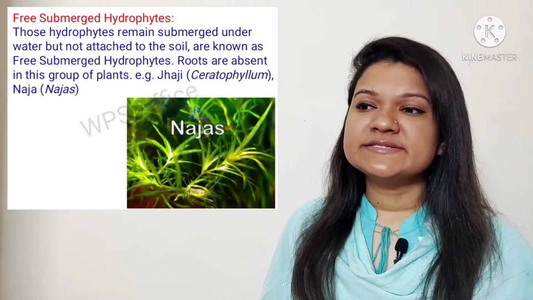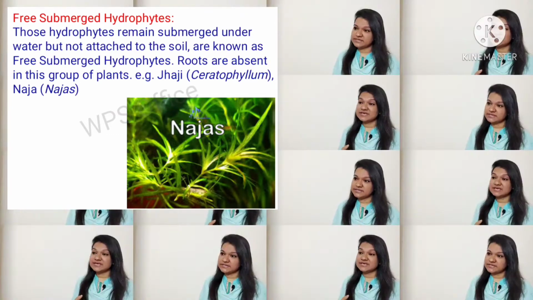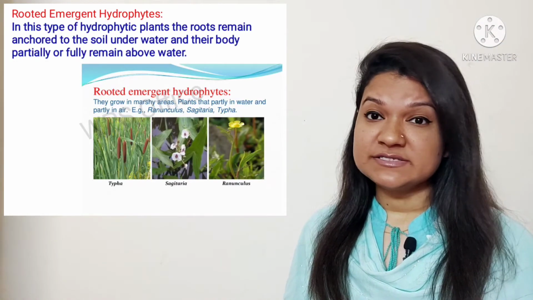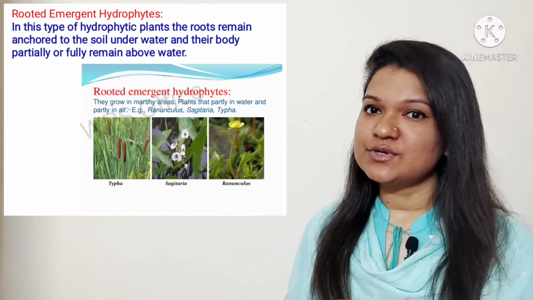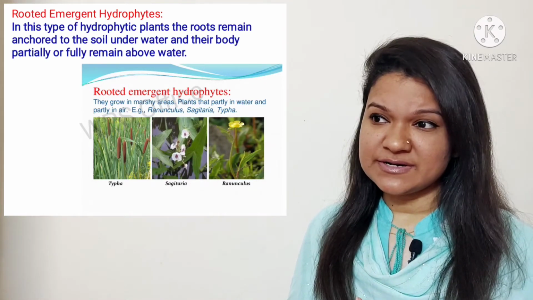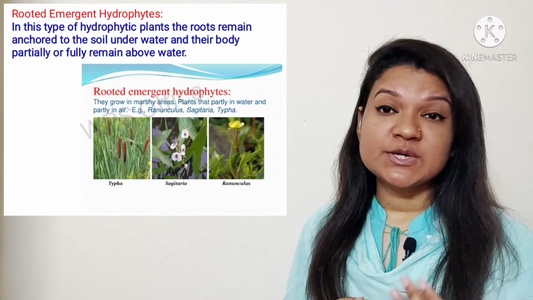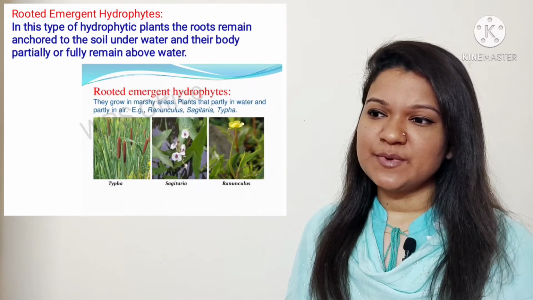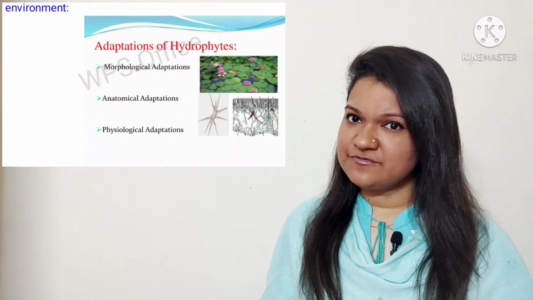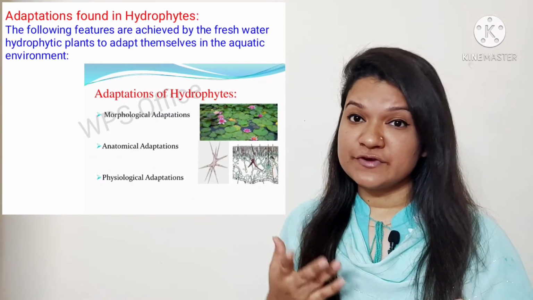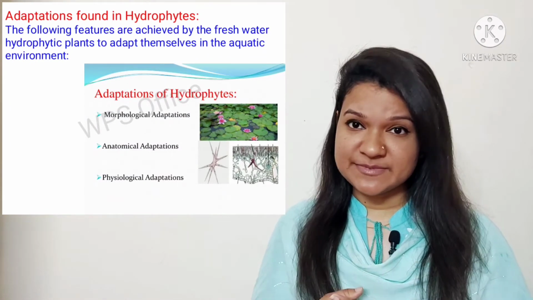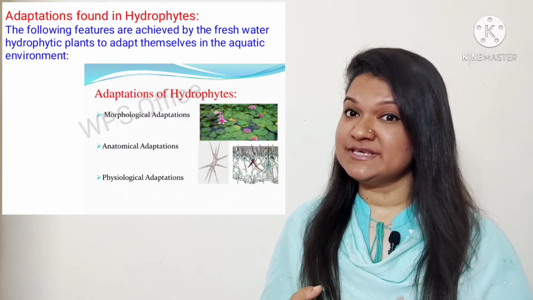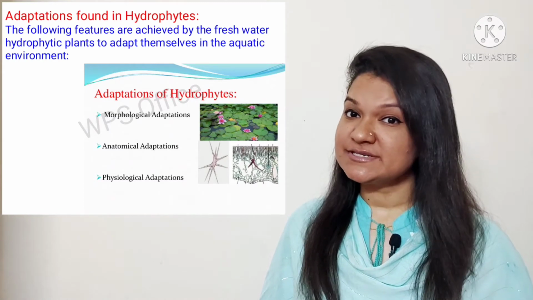Free submerged hydrophytes: those hydrophytes that remain submerged underwater but not attached to the soil are known as free submerged hydrophytes. Example, Zaji. Emergent hydrophytes: in this type of hydrophytic plants, the roots remain anchored to the soil underwater and their body partially or fully remains above water. Example, three types of adaptation found in hydrophytes: morphological adaptation, anatomical adaptation and physiological adaptation. Now I will describe these three types of adaptation characteristics.